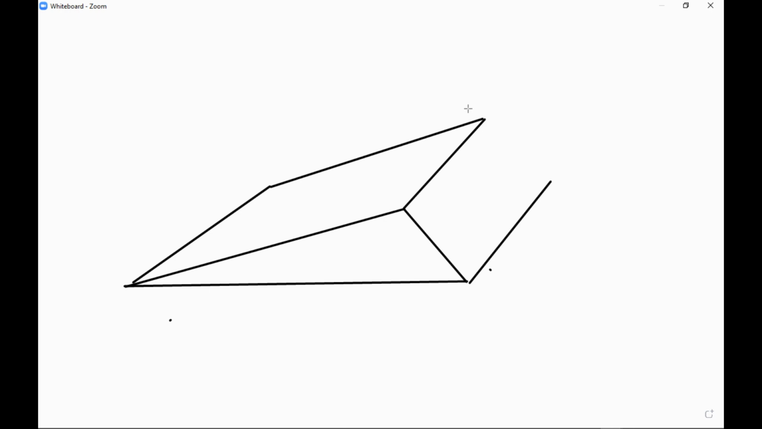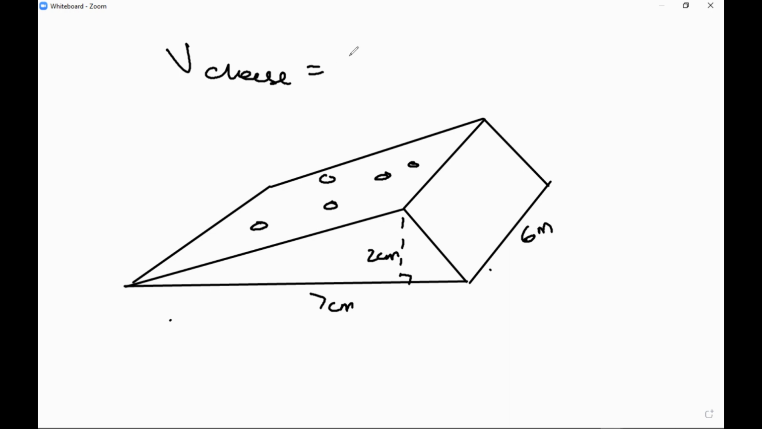I go to Countdown and I buy a piece of cheese. And the piece of cheese is 762, you say, right? So let's say this is 7 centimeters, and let's say this is 2 centimeters, and let's say this is 6 centimeters, where that's 90 degrees. And this is my cheese block. And I want to find out what is the volume of the cheese. Okay, how would you calculate that?